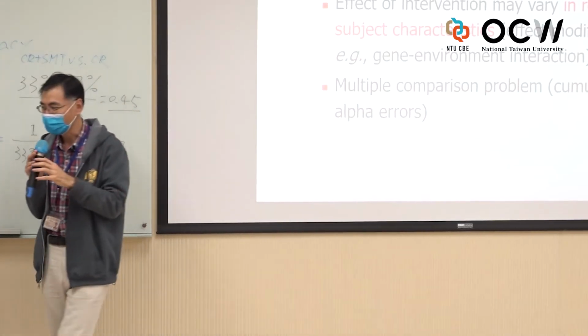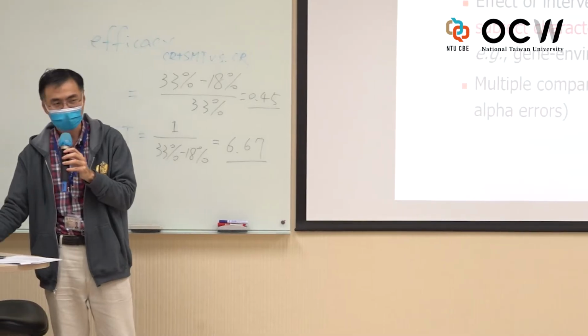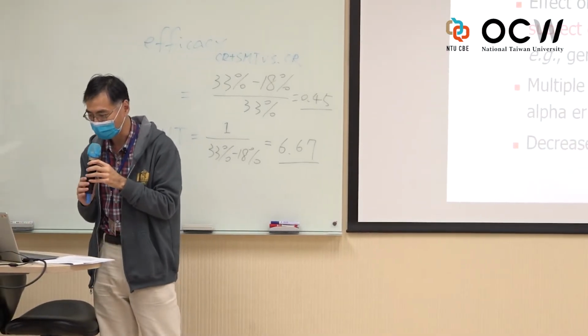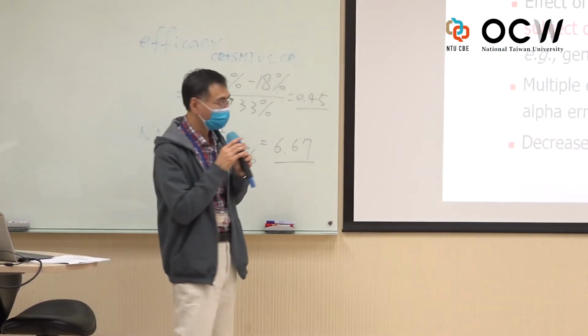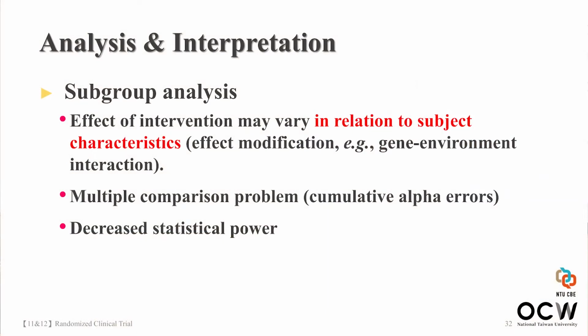Okay, so subgroup analysis cannot be abused because of the issue of the multiple comparison problem. Okay, and also it could decrease statistical power because the subgroups are smaller and smaller and smaller.